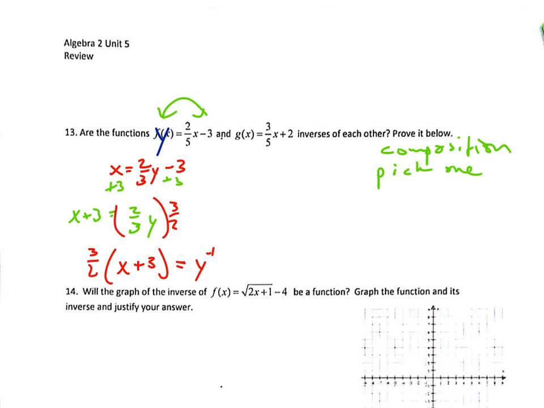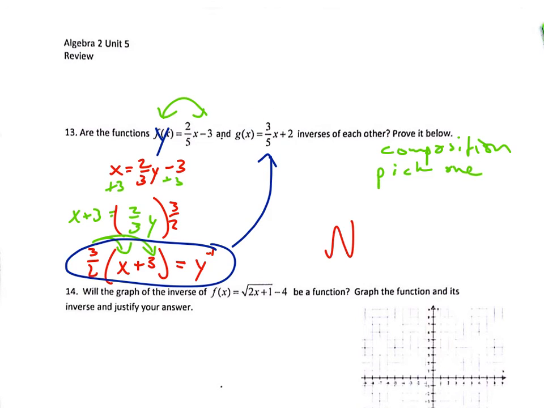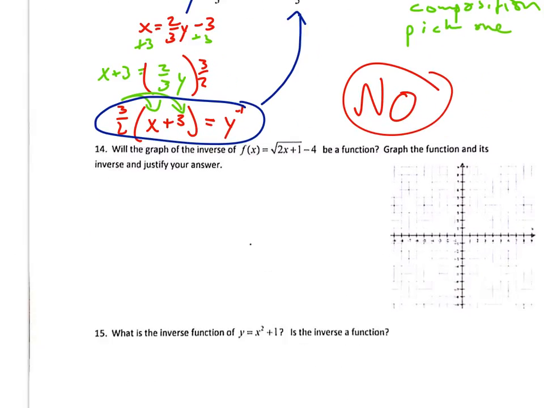And so you can distribute this 3/2 out to the x and the 3, or if you just notice it, if this is my inverse, it's not going to look anything close to this because your fractions don't even match up here. So 3/2 x isn't going to be the same thing as 3/5 x. And so that's how we know that they are not inverses, because I just picked one and found the inverse of it and it doesn't match.